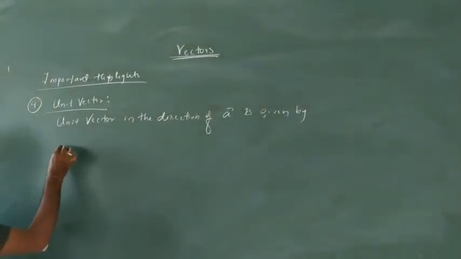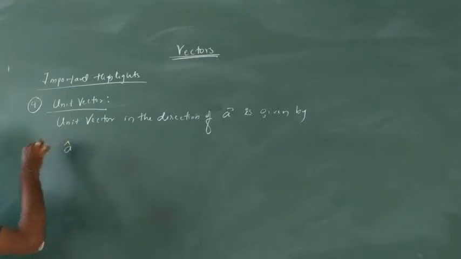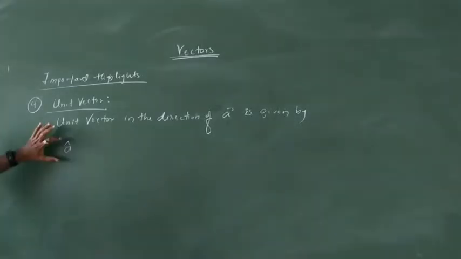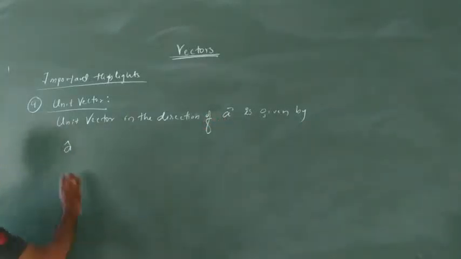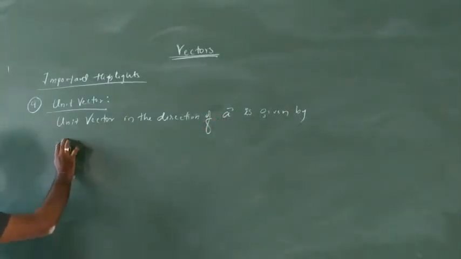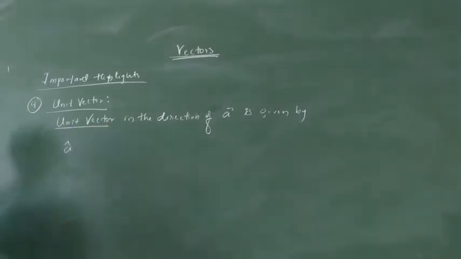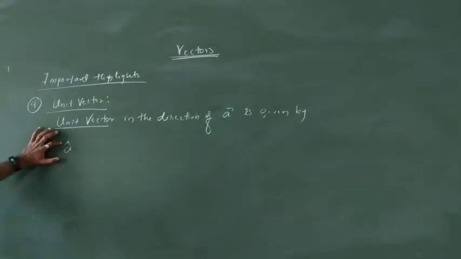the unit vector is denoted with a cap, like this. That is A cap. A unit vector is always denoted with a cap. So A cap is the unit vector in the direction of vector A. Similarly, the unit vector in the direction of B is B cap, and the unit vector in the direction of AB is AB cap. Okay? That is the formula.